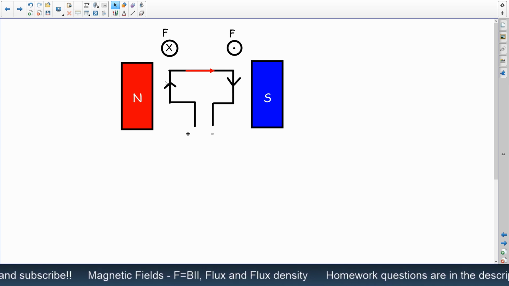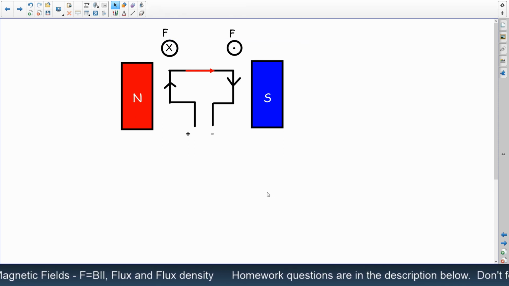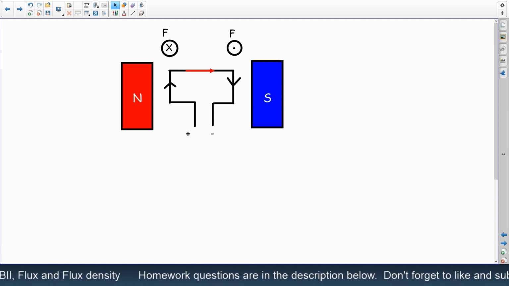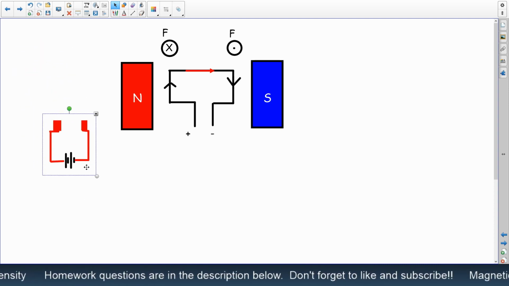Because as soon as this side travels downwards and over here, then this side's going to become positive, this side's going to become negative, and the whole thing's going to come back. So what we need is a system where one side stays positive and the other side stays negative. And we do it like this.